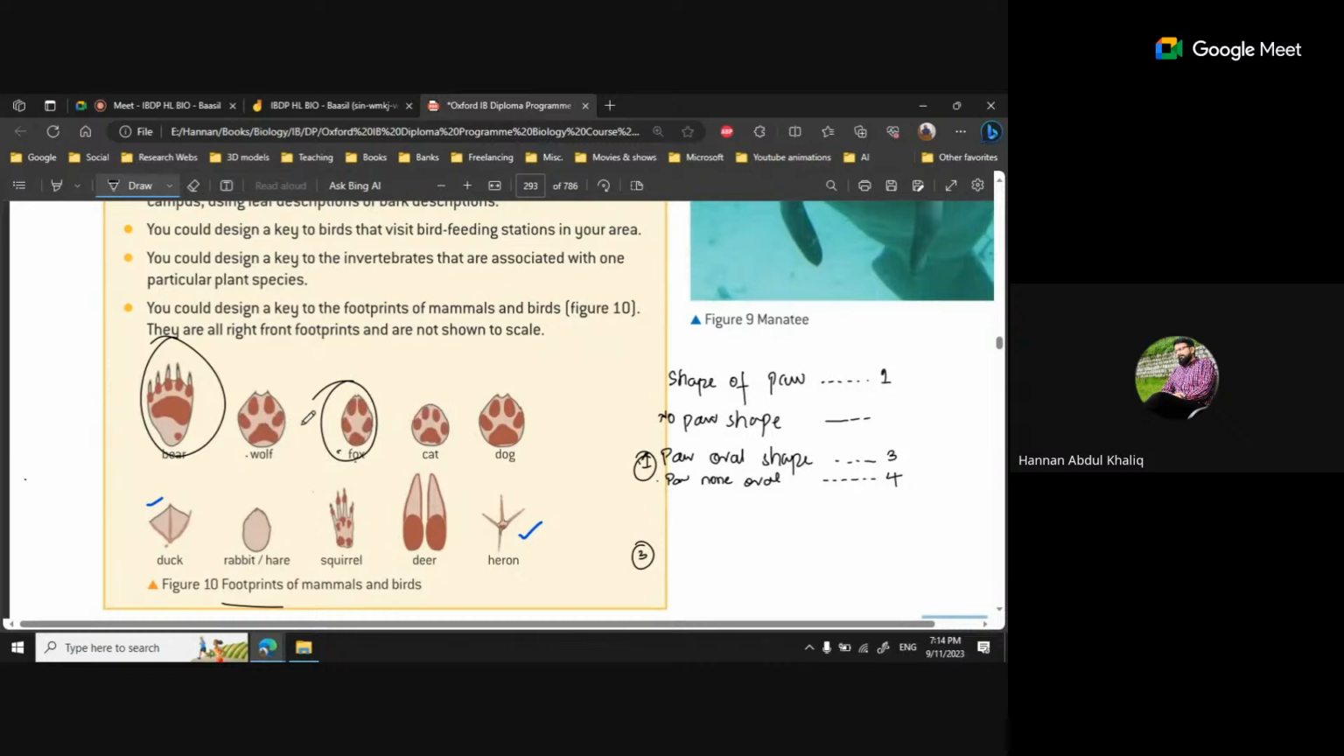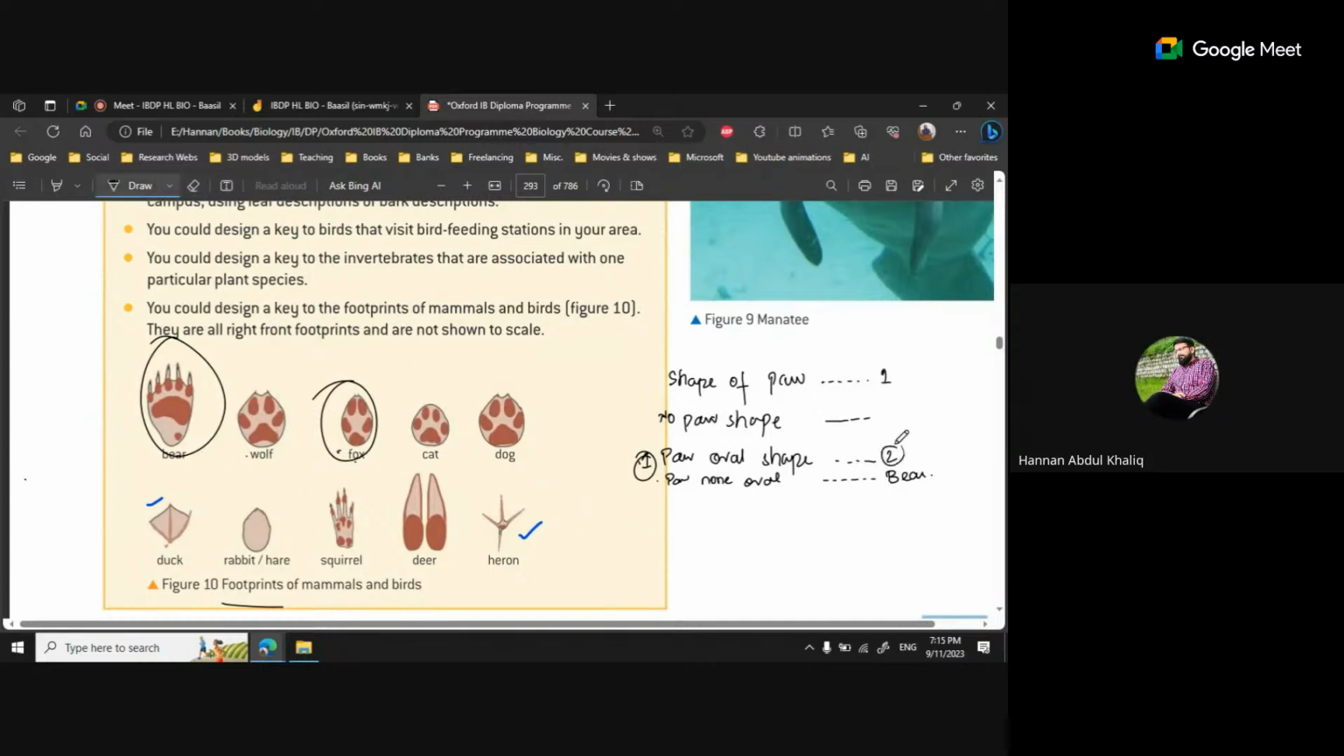I would say maybe we could say paw circular shape. If we say that it is oval, then we can differentiate the bear. If it is oval, then it is a bear. I'm sorry, if it is not oval, we would say it's a bear. Let's not write three over here.